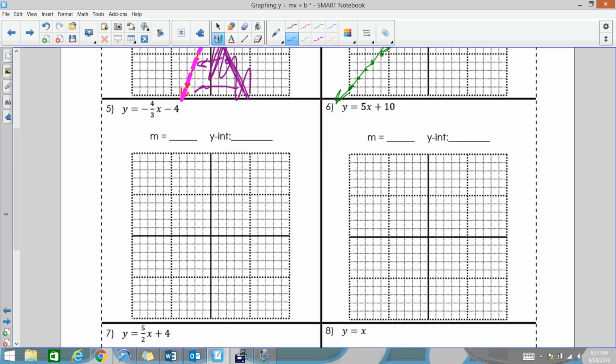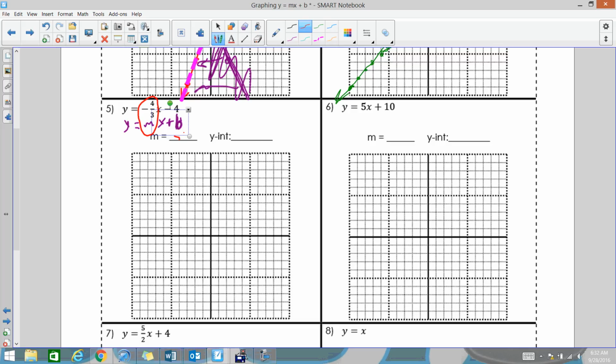All right, I write y equals mx plus b. Oop, I already wrote 4. Well, whatever. All right, here we go. So your m is negative 4 over 3. Now, let's start with that. I'm going to write that down.